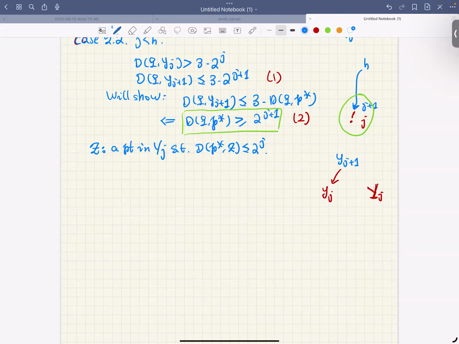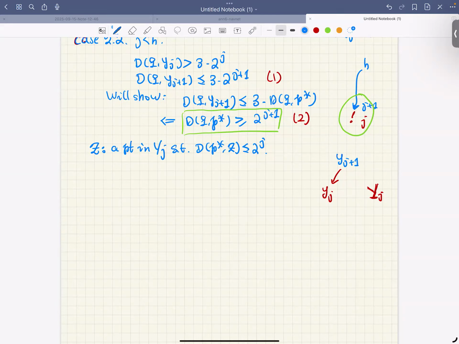Just like I said, every point will need to have some point within distance 2 to the power of j in this net. So I said y_{j+1} needs to have one. It turns out that I do not need that. I need the point that covers p star. P star is a data point, so in this net Y_j, there must be a point covering this p star. That's what I need.